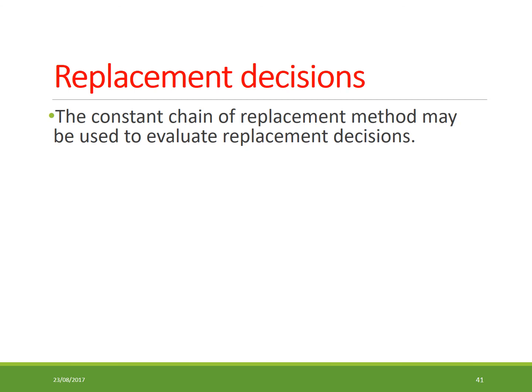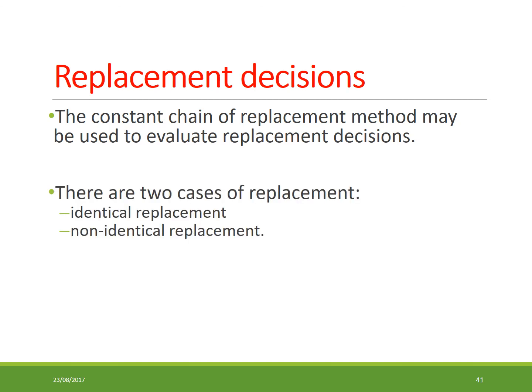Replacement decisions. So we went through calculating or evaluating the retirement decision before. Now we look at the replacement decisions, right? So for this decision, we use the constant chain of replacement method to evaluate the replacement decision. When we think of replacement, we have 2 options, right? We could either replace the old machine with an identical machine, or we could update our machine by replacing an old machine with a new machine.